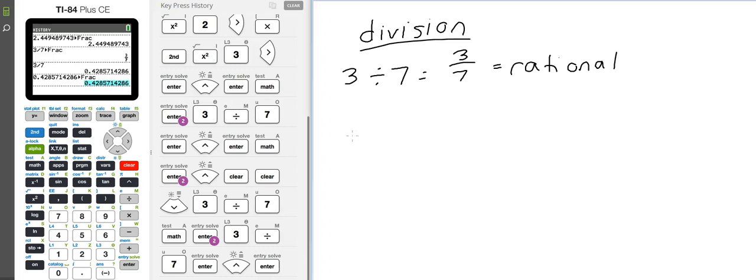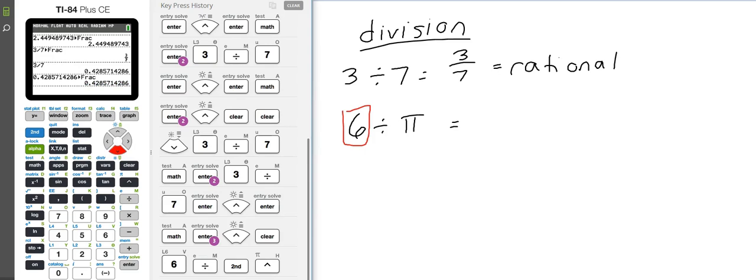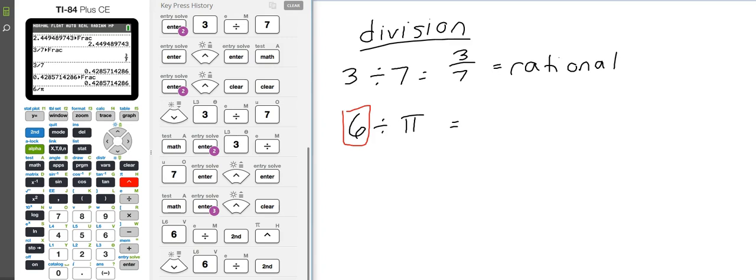Let's say we have 6 divided by pi. The 6 is our rational number and it is not 0, and we're dividing it by pi. Let's see what we get. Math, frac. We're doing it on the same line just to be safe. And the calculator could not write this for us as a fraction, and therefore it is an irrational number. Irrational.